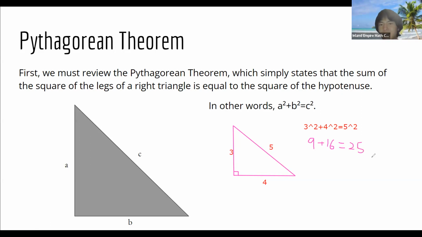So you see that this is really the central idea of the Pythagorean theorem. It's simply a relationship between the side lengths of the legs of a right triangle and the hypotenuse. So again, it's simply that the sum of the squares of the legs of a right triangle is equal to the square of the hypotenuse. Does this make sense?